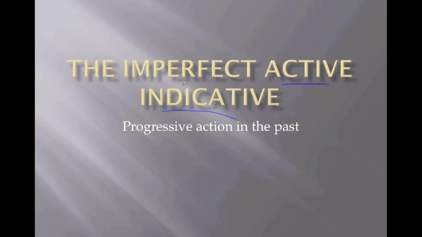And now, after the present and the future tense, we've got the imperfect tense. The definition of the imperfect tense is that it's a progressive action in the past. That is, it's a past tense, but it's ongoing. So, in English, I was walking, or I used to walk.